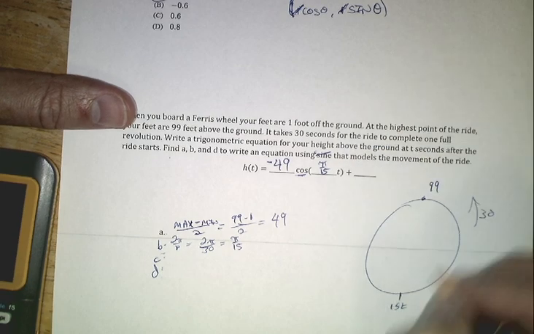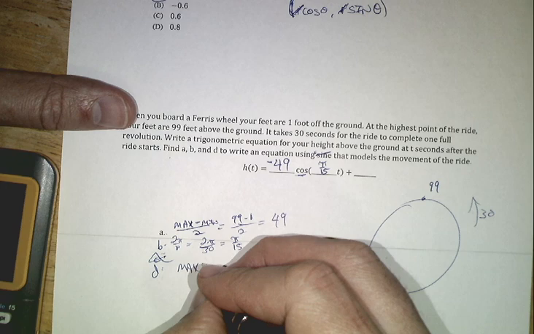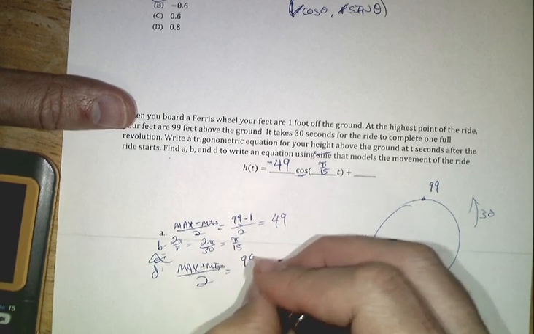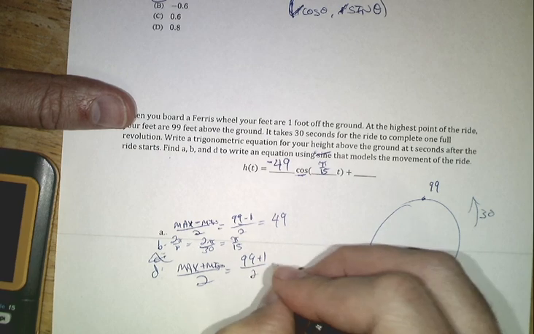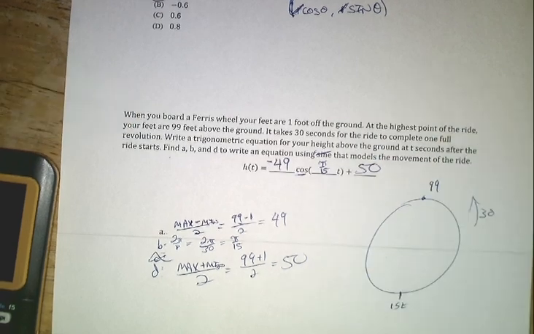For C, we're just going to use negative cosine, so we don't need C. And then finally, we need our D, which is max plus minimum divided by 2. So it is 99 plus 1 divided by 2, which is 50. And there we go.